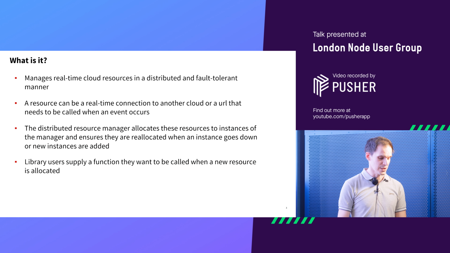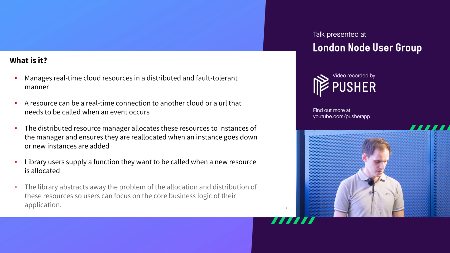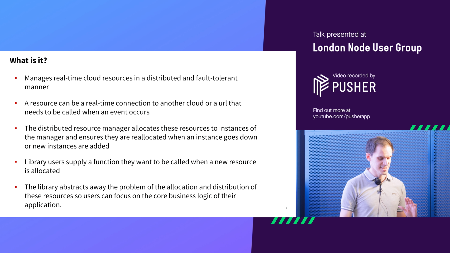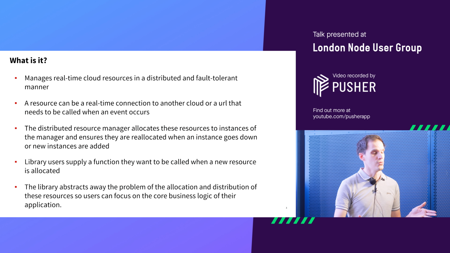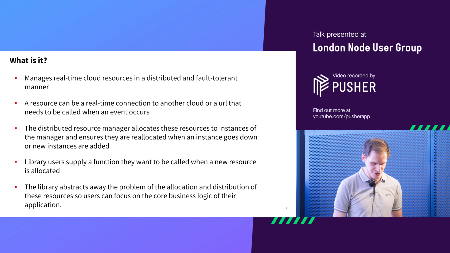Users of the library supply a function they want to be called when a new resource is allocated. So the idea behind the library is that it abstracts away the problem of the allocation and distribution of resources so that you as a user can just write the business logic for your application.